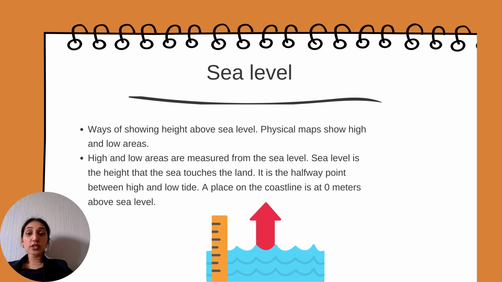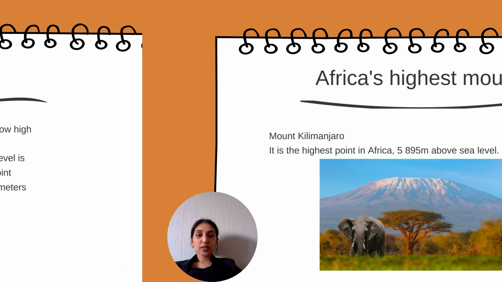Sea level. Ways of showing height above sea level. Physical maps show high and low areas. High and low areas are measured from the sea level. The sea level is the height that the sea touches the land. It is the halfway point between high and low tide. A place on the coastline is at 0 meters above sea level.